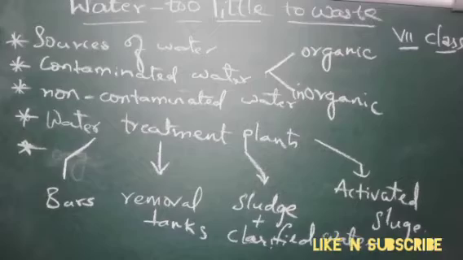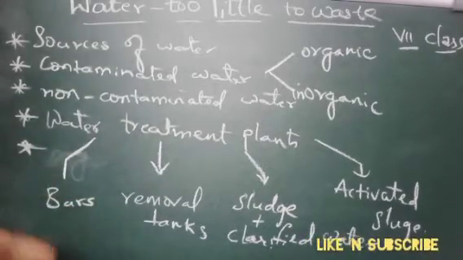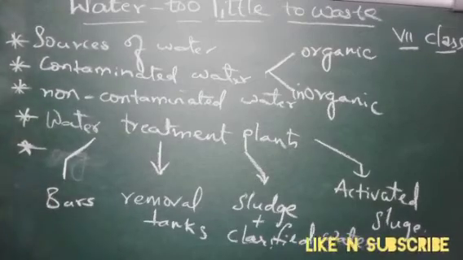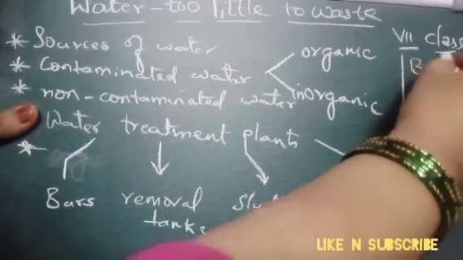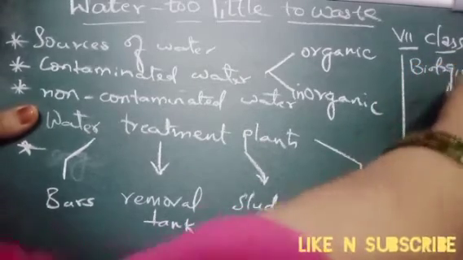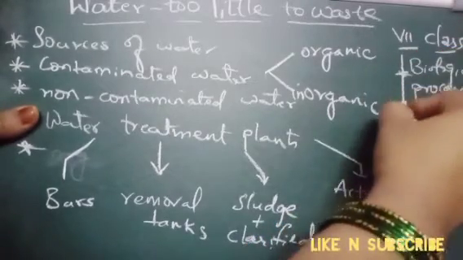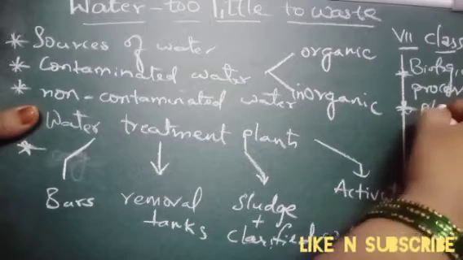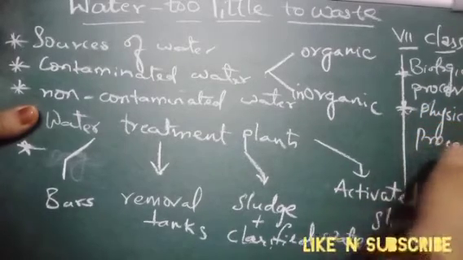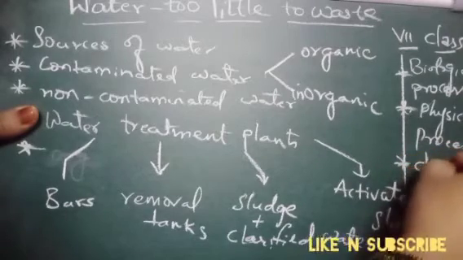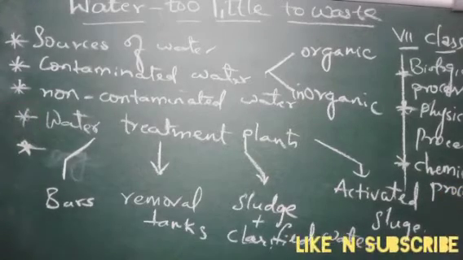Then we also learned how to separate water with our own method. There we learned about different types: the biological process, the physical process, and the chemical process. These are all the things we learned in our previous class.